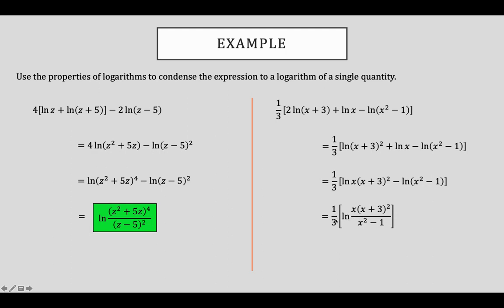So what does the power property tell me I can do with a constant multiple in front of a log? Bring it into the log as an exponent. I can raise everything that I see here to the 1/3 power, giving us our final answer, the natural log of the entire quantity x times x plus 3 squared over x squared minus 1, all of which is raised to the 1/3 power. And if you wanted to, the 1/3 power is the same thing as taking a cube root. If you wanted to write it as a cube root of all of that, that would be perfectly fine.